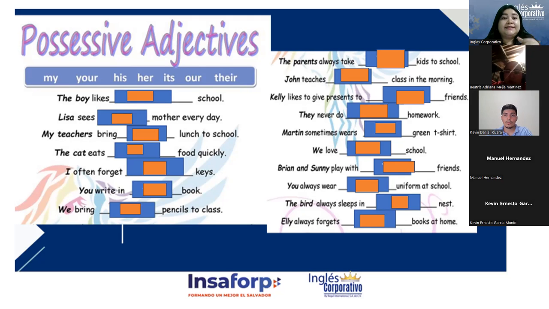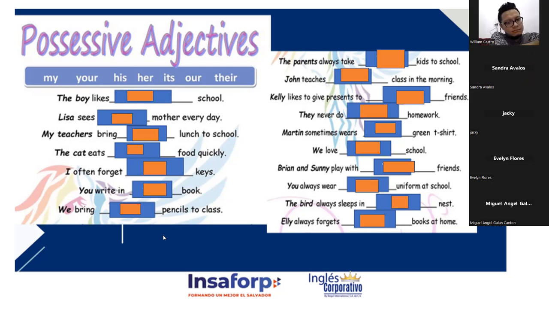La lista decía que si usted tiene el I, va a utilizar el my. Si usted tiene el you, va a utilizar el your. Si usted tiene el he, va a utilizar el his. Jensi, si tengo el she, ¿cuál voy a utilizar? Her. Si tengo el it. It. Si tengo el we.